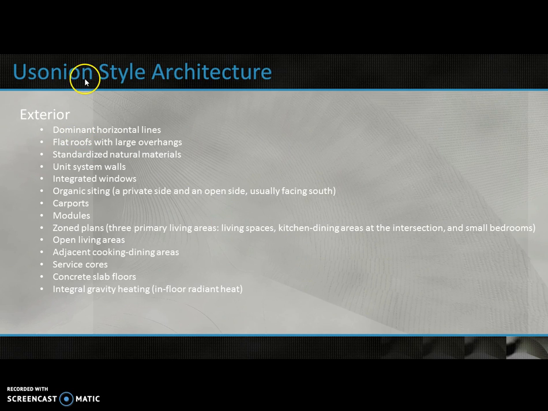Okay, Usonian style architecture's exterior features usually were dominant horizontal lines, flat roofs with large overhangs, standardized natural materials, unit system walls, integrated windows, organic siting, a private side and open side usually facing south, carports, modules, zoned plans, three primary living areas, living spaces, kitchen dining areas at the intersection, and small bedrooms, open living areas, adjacent cooking dining areas, surface cores, concrete slab floors, integral gravity heating, in-floor radiant heat.